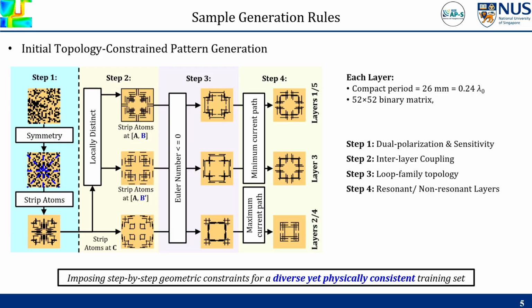Then we propose our symbol generation rules in 4 steps to give a diverse but physically consistent training set. First, we require it to be symmetrical and use the strip atoms. And we force the third layer to be locally different from the first and the fifth layers. And all 3 different patterns should have an Euler number greater than 0. And then we also require a lower bound or an upper bound for the virtual current path.